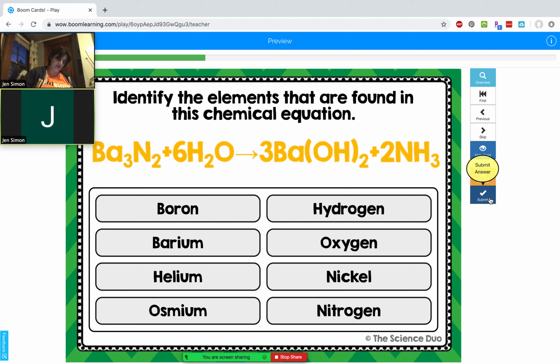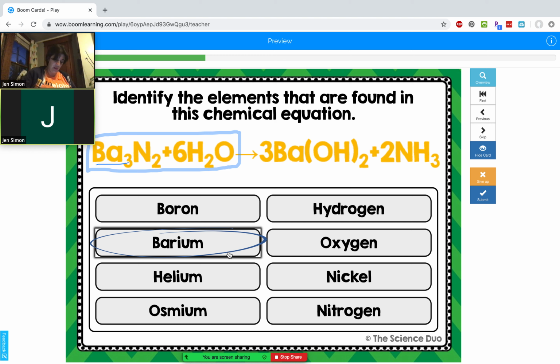Identify the elements that are found in this chemical equation. Now, the nice thing about the law of conservation of mass and the fact that nothing can be created or destroyed is we don't have to necessarily look at both sides of this equation to identify the elements. We can just pick one. So I'm just going to pick my reactant side over here on the left, just because that's where my brain normally wants to start out with. So I have Ba, which I believe is barium. N is nitrogen. H is hydrogen, and O is oxygen. Let's just make sure I have those ones correct.